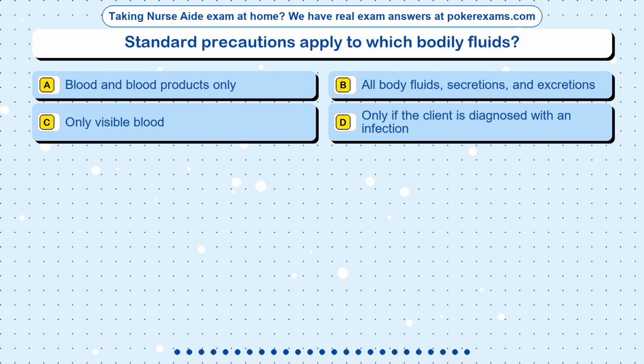Question 3. Standard precautions apply to which bodily fluids? Option A. Blood and blood products only. Option B. All body fluids, secretions, and excretions. Option C. Only visible blood. Option D. Only if the client is diagnosed with an infection.